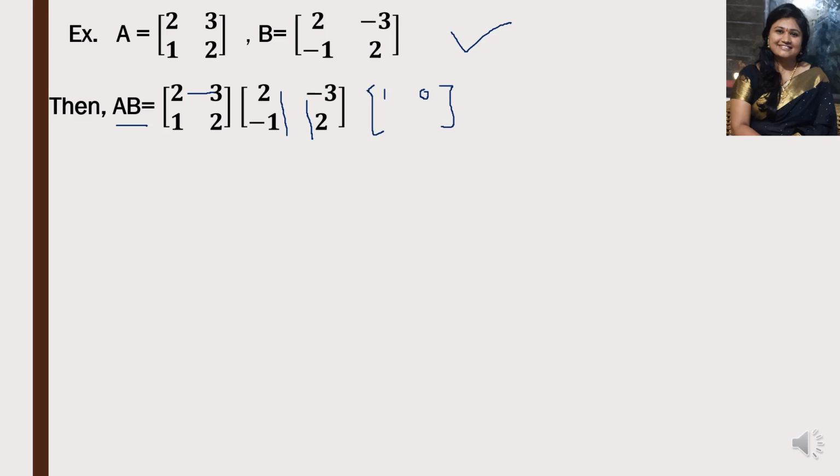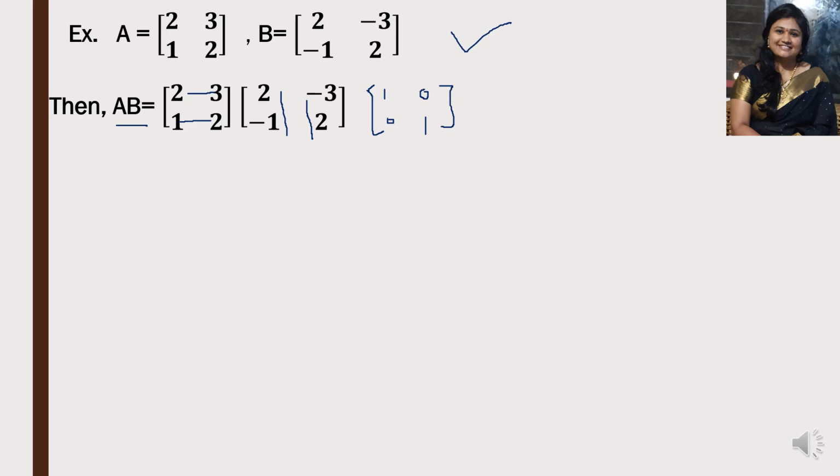Now secondly, we multiply the second row by the first column, right? So 1 into 2 is 2, 2 into minus 1 is minus 2, so plus 2 and minus 2 is 0, right? And secondly, we multiply the second row by the second column, so 3 into minus 3 is minus 3 and 2 into 4 is 4, so 4 minus 3 is 1. So we get here 1 0 0 1, that is your identity matrix of the order 2 by 2.